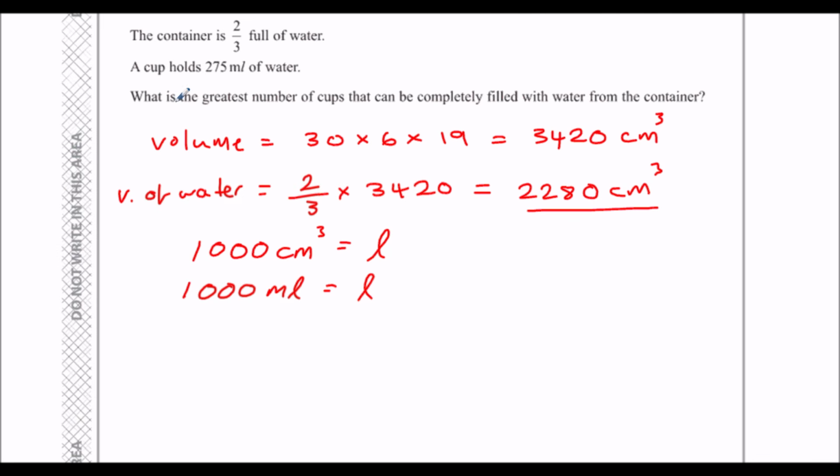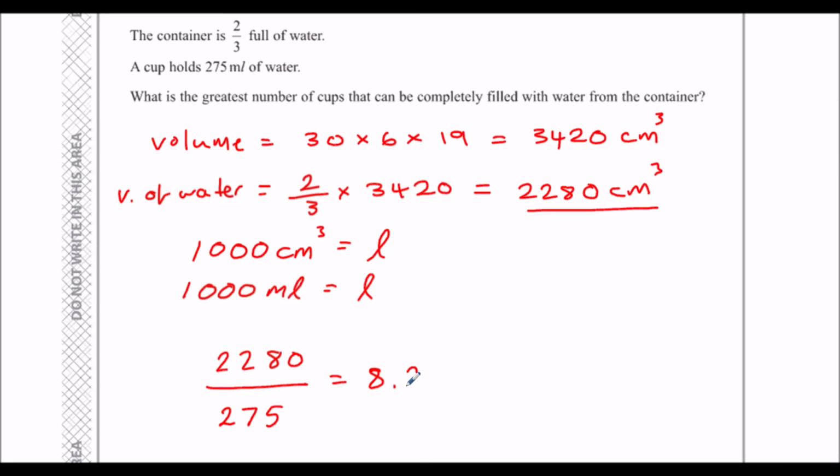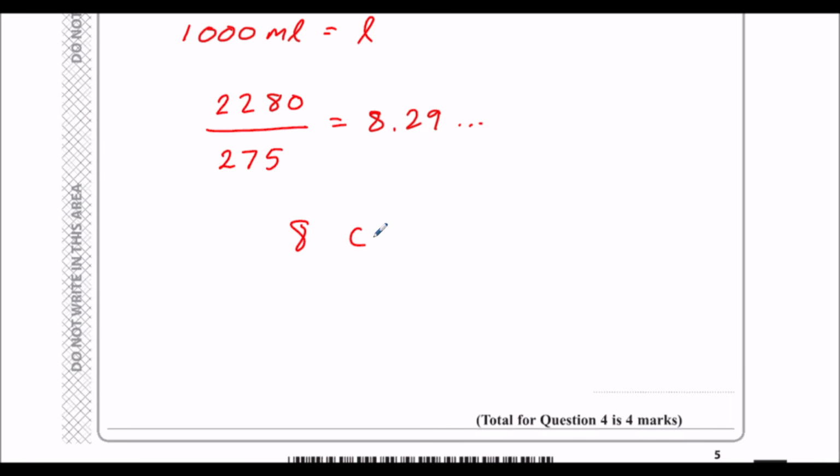So how many cups of water can we get? We've got 2,280 milliliters of water. A cup holds 275 milliliters. So if we divide, so answer divided by 275, we get 8.29. What's the greatest number of cups that can be filled? Well, 8 cups. 8 cups can be filled to the top.